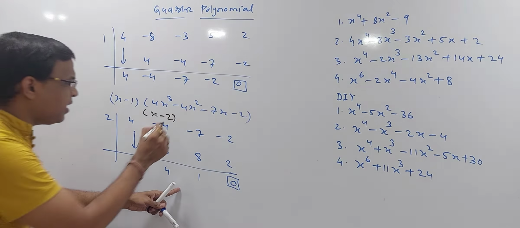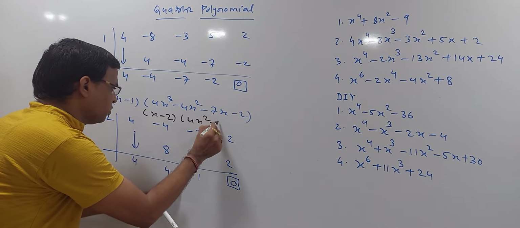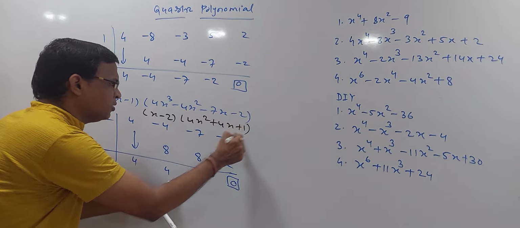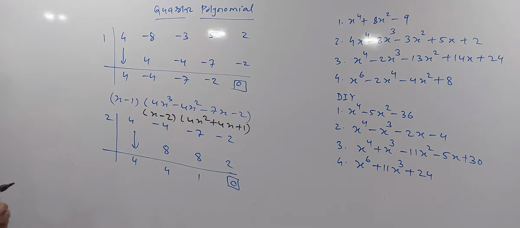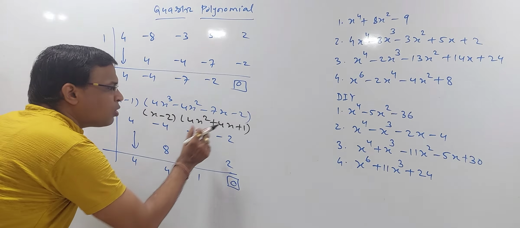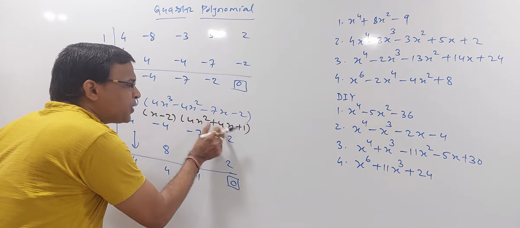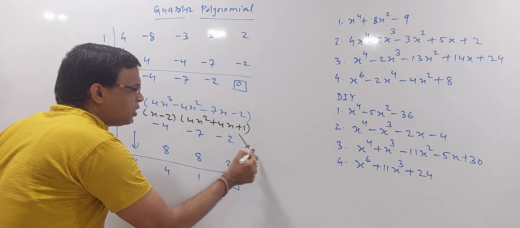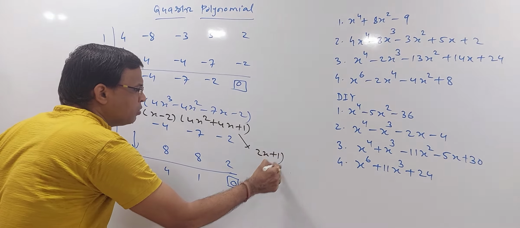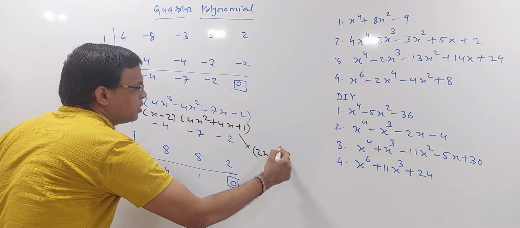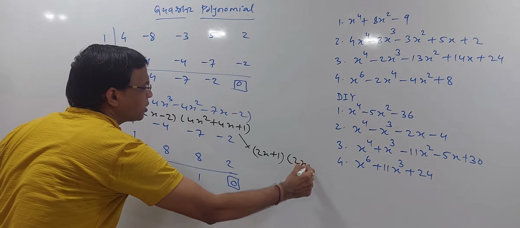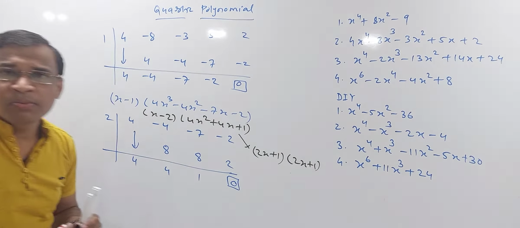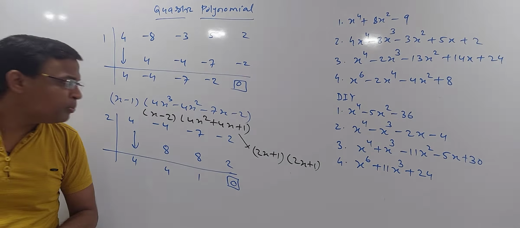And after that I am left with 4x square plus 4x plus 1. And I can simply solve this. It is a perfect square identity. I can put it down as 2x plus 1 whole square. In place of the square, I will write down 2x plus 1 two times. Why? Because it is asked to put down the factors.